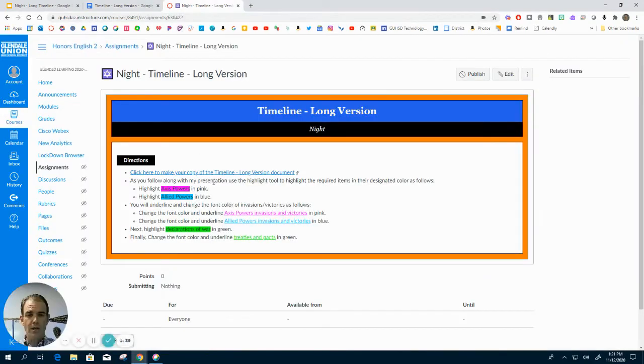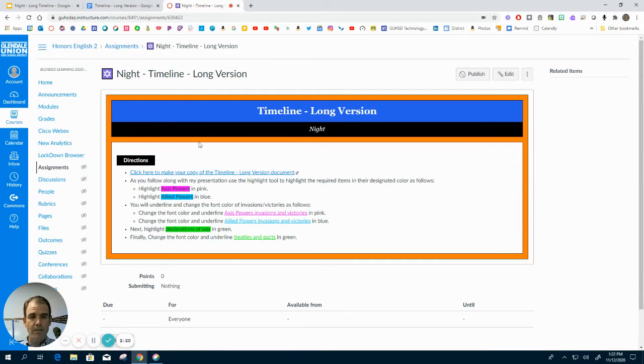Now your instructions are, you are highlighting axis powers in pink. I'll explain what those are as we're going through. You're highlighting allied powers in blue. And then for invasions and victories, you're going to underline and change the font color to pink if they are axis power invasions and victories. And then if they are allied powers, invasions, and victories, you're going to underline and change the font color to blue for those. Okay. Declarations of war are going to be highlighted in green, and then treaties and pacts are going to be changed to green and underlined.